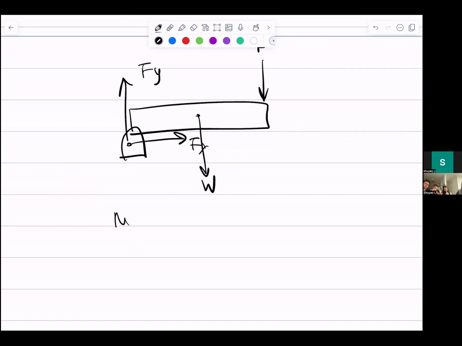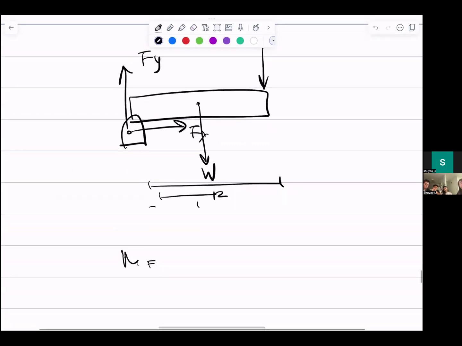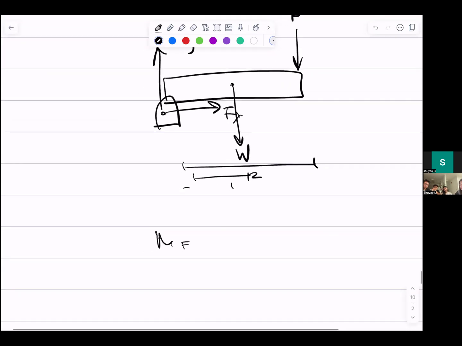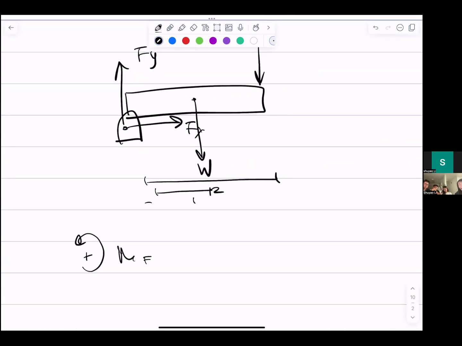I would take moment about the pin, so then it removes the unknown of F. Yeah, perfect. To get the moment, we could just simply sum up the moments about F. We know how to do that. It's just the force times the perpendicular distance. In this case, all the forces are acting in the y direction, so we just get the x distance. And stay consistent with your sign convention.